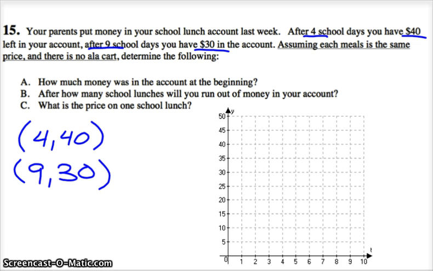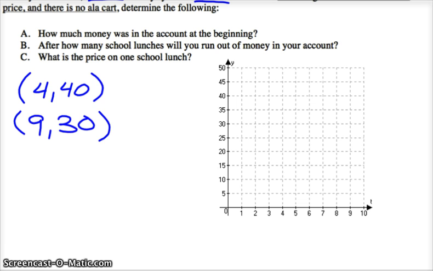So my x-axis is going to be my school days. So I slide this down. This is going to be my days. And this will be my money here on my y's.